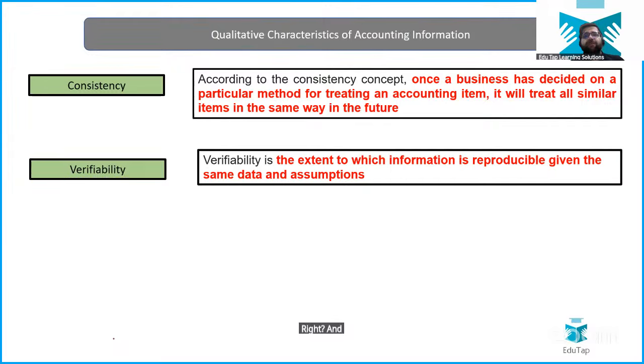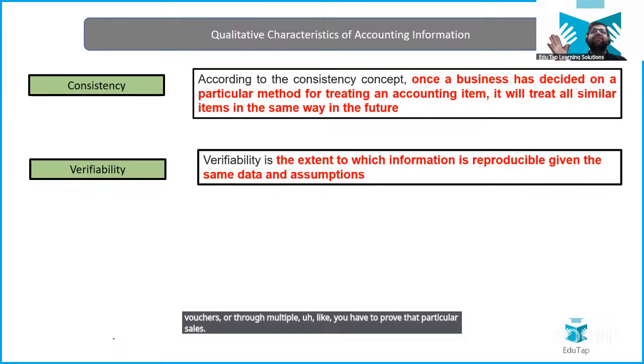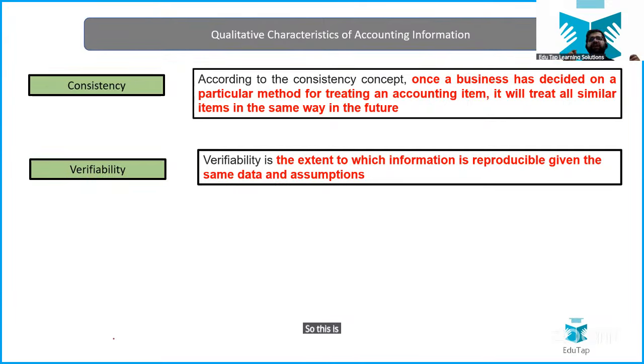And then comes your verifiability. Verifiability basically means that if I ask you for a proof, you need to tell me, yes sir, here is the proof. For example, if I tell Reliance, you have told me that you have sold goods of rupees 1 crore, now give me all those different sale invoices, all the sales bills, all the vouchers, you have to prove that sale, that where did this 1 crore number come from. So this is verifiability. Verifiability basically means that you back your statement.